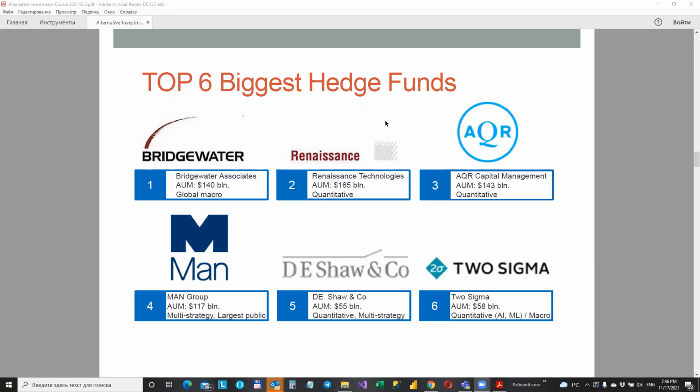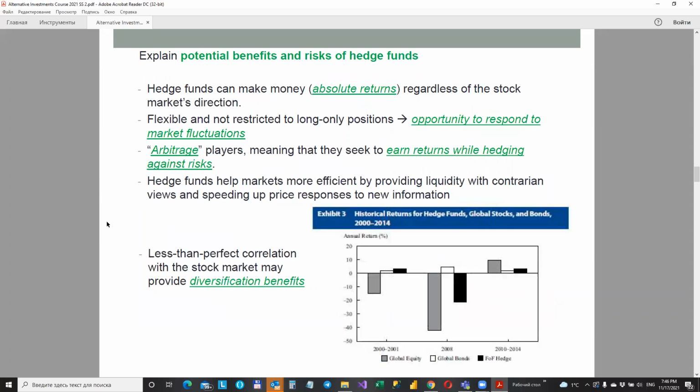Let us have a very brief discussion about the potential benefit and risk of the hedge fund, and then we will have a break and probably will run a small quiz.